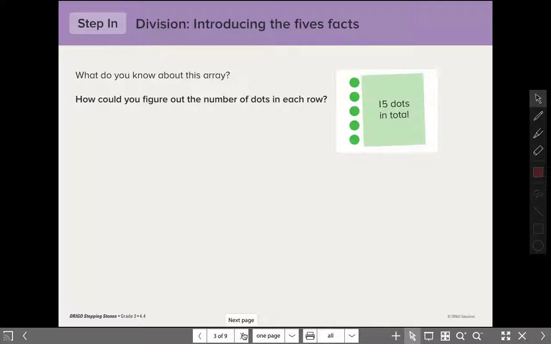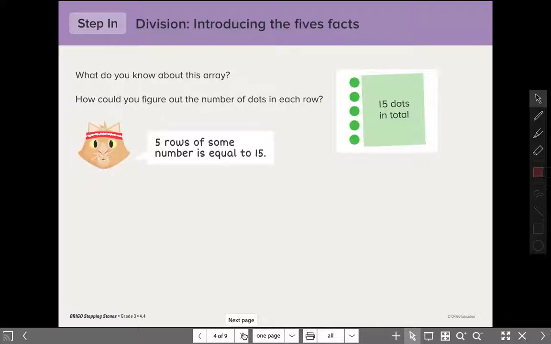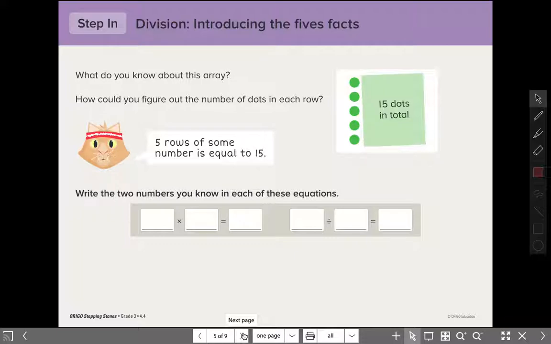Gentlemen, you 3, why don't you go get an iPad? Make sure you sign it out on the notebook up above. 1, 2, 3, 4, 5, or 6. Okay, take one of the first 6. Okay, there you go. Kind of like Sophie said. 5 rows of some number is equal to 15. Okay, so let's go back to our seats and get out our books and we'll fill in this part together.